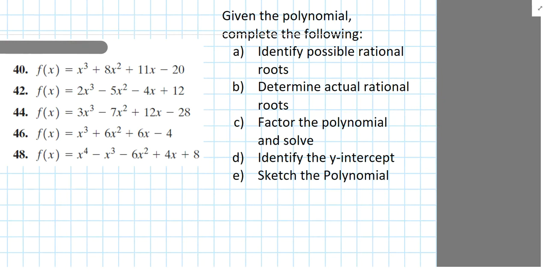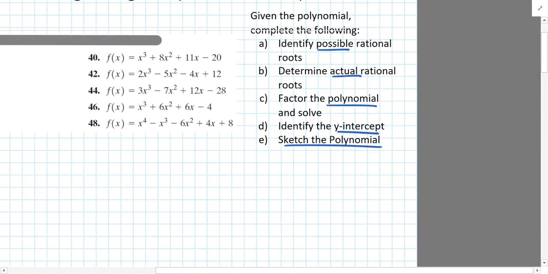So we're going to go through several steps for these types of problems. We're going to identify the possible rational roots using the rational roots theorem. We'll determine the actual rational roots, and we will use a calculator to do so. We'll factor the polynomial and solve for the remaining roots. We'll identify the y-intercept, and then finally sketch the polynomial based on end behavior, multiplicity, known zeros, and the y-intercept.